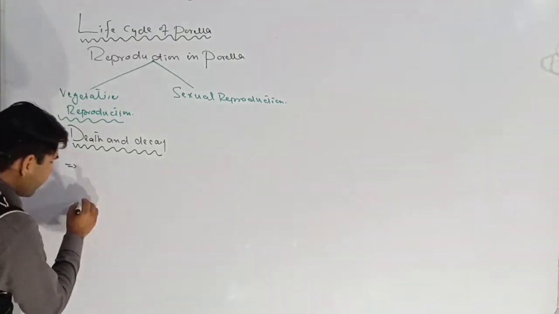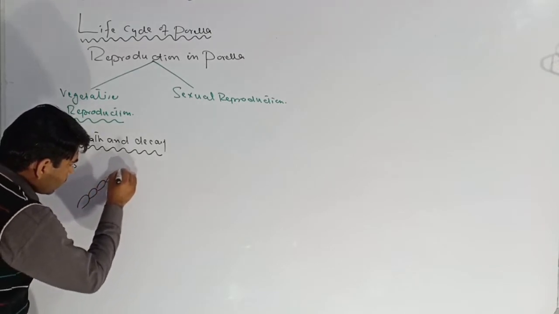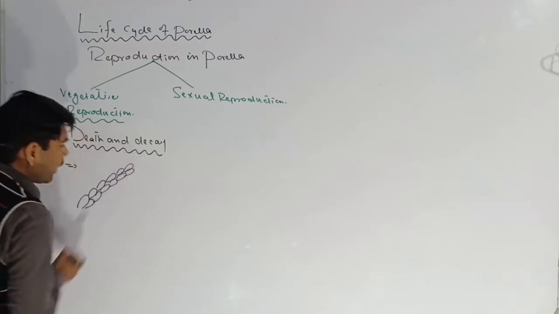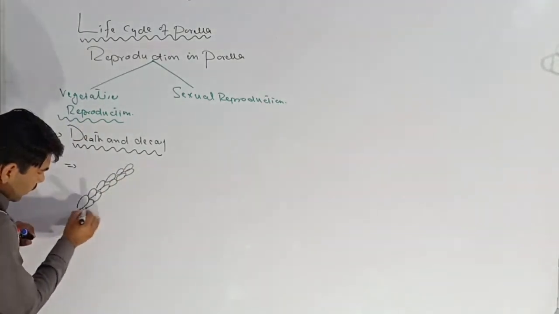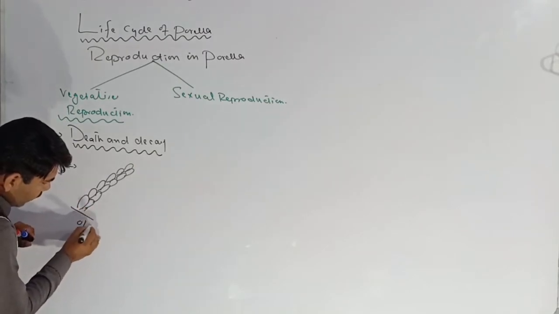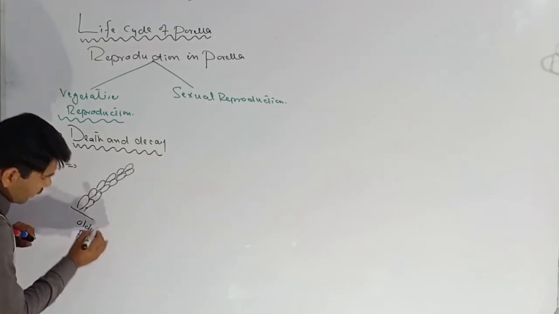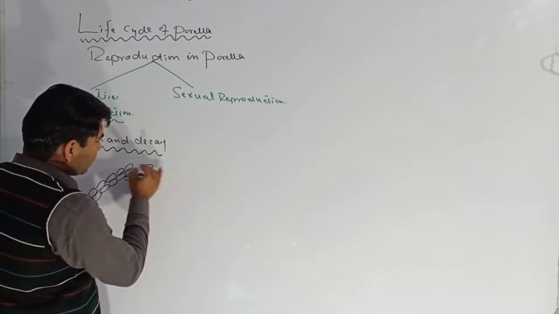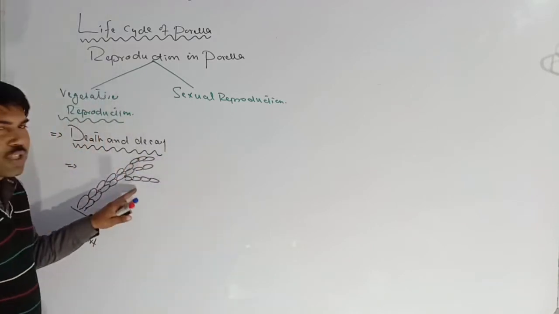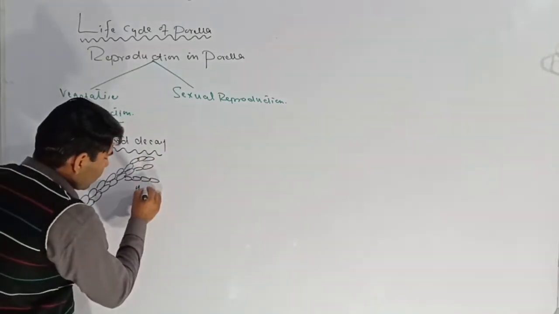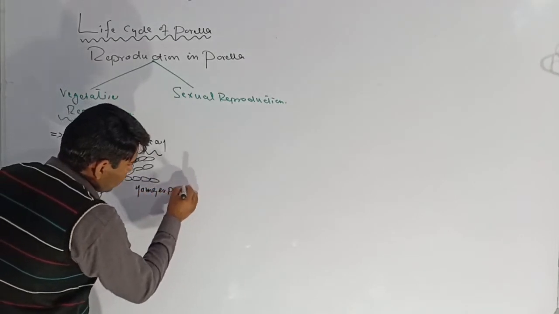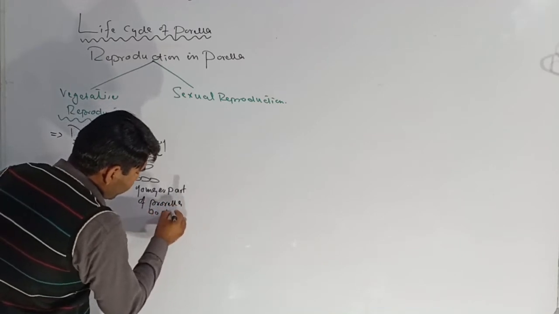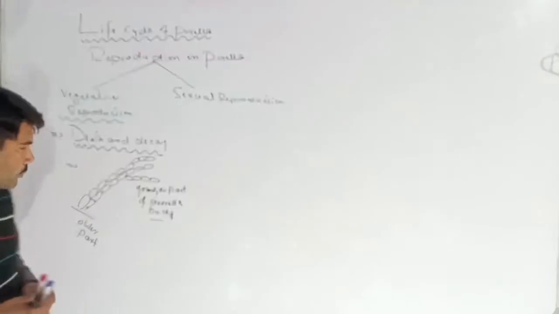Let me tell you how death and decay is involved in vegetative reproduction. For example, this one is part of the body of Porella. This is the older part, and here these are the branches, and this is the younger part of the body of Porella. This one is the younger part of the Porella body.